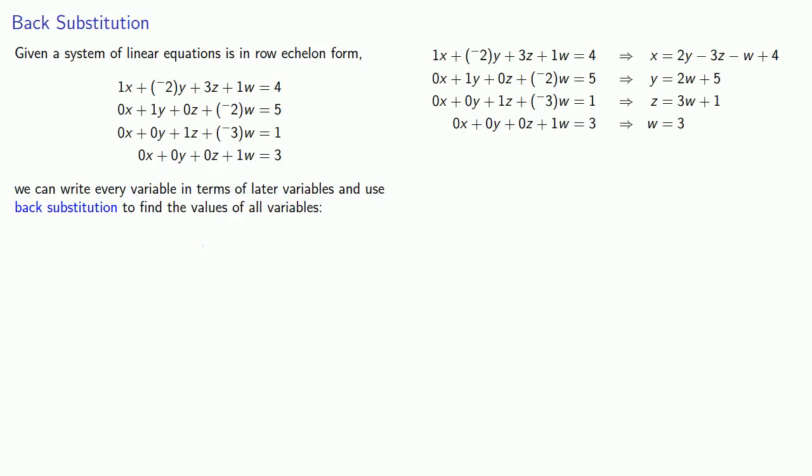So now we'll work our way backwards through these equations. Our last equation gives us w equals 3. We'll make a note of that. Next, we know z is equal to 3w plus 1. Since we already know the value of w, we can substitute this in and find z. And so now we know that z is equal to 10. Our next equation tells us that y is equal to 2w plus 5, so we'll use this and our value for w to find y. So we know y is equal to 11.